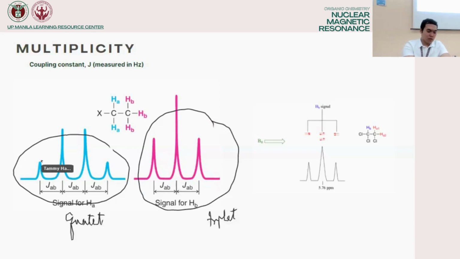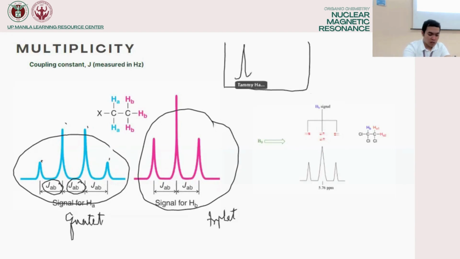Apat yung signal, pero constant ang kanilang coupling constant. Kaya quartet yan. Kunyari, meron kang NMR. Ito signal na to, ang layo niya dito. Is this a doublet? Hindi. Pero ito, doublet yan.